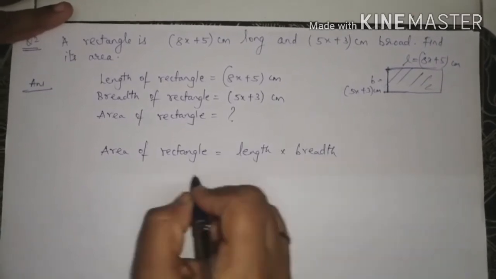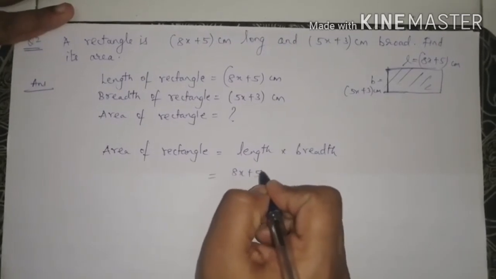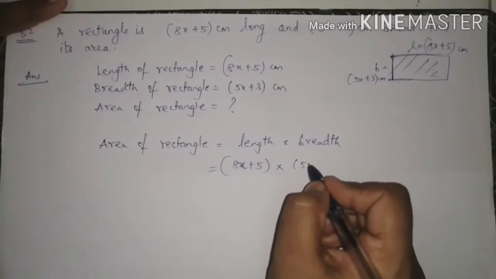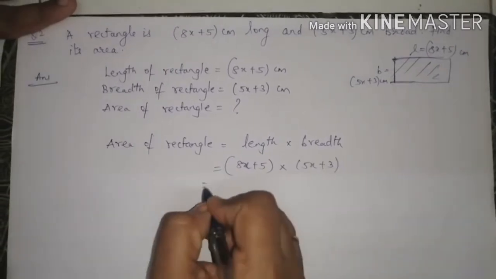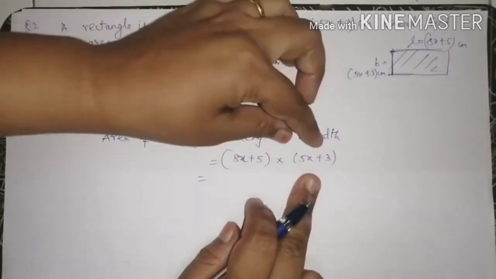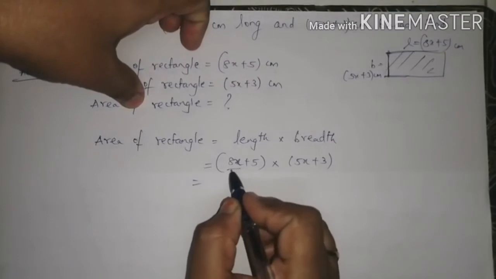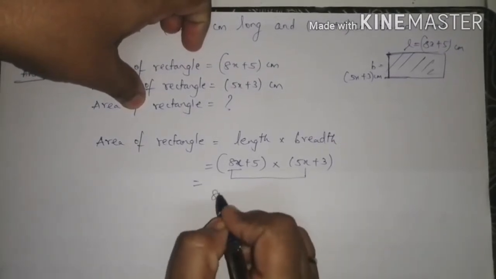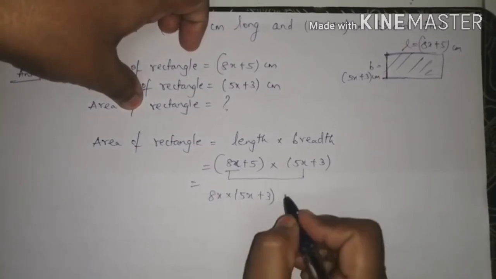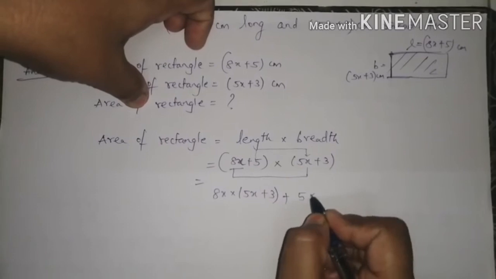This is the formula. Length is given, 8x plus 5. So write there 8x plus 5 into breadth is given 5x plus 3. Now this sum we have already done in the fourth one. How to multiply two brackets, binomial, two terms. First 8x you will multiply with this whole bracket, 5x plus 3, plus again this 5 you will multiply with this whole bracket.